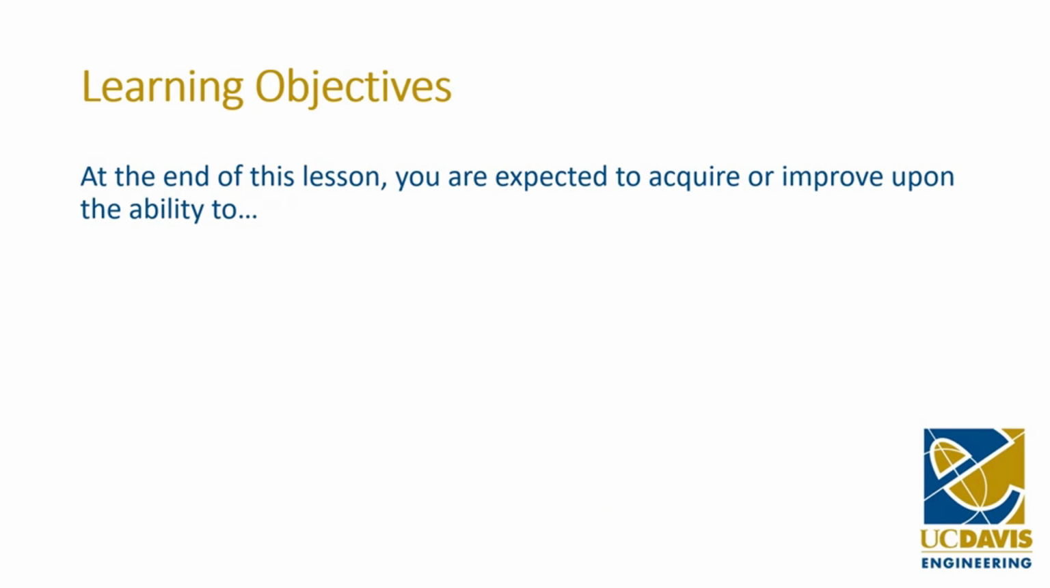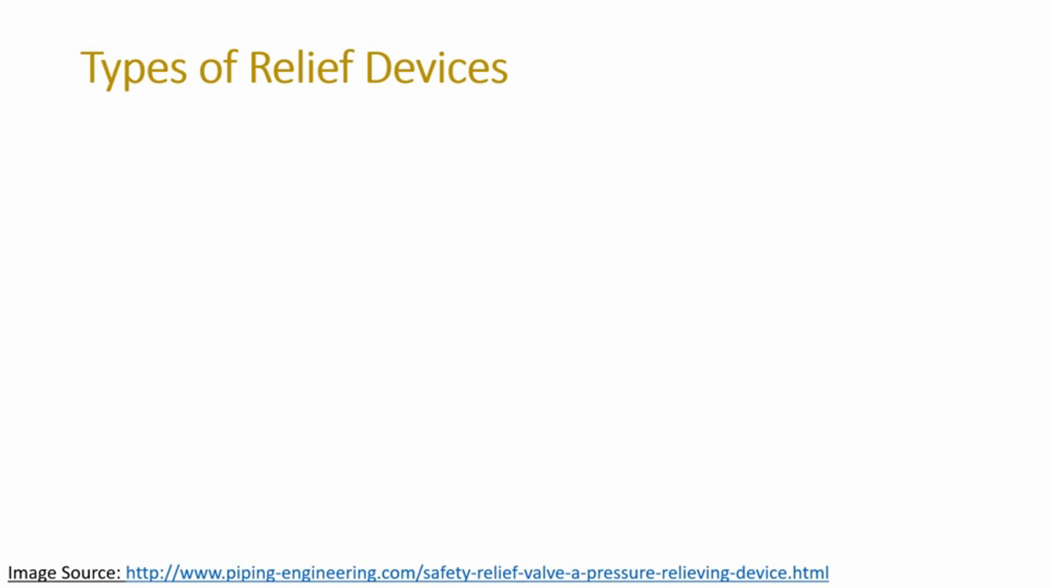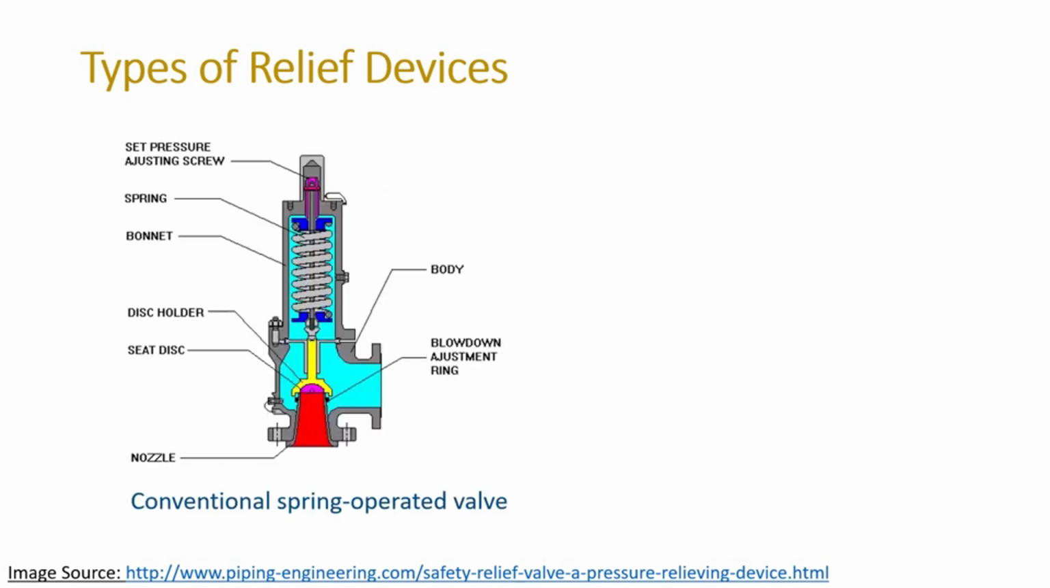At the end of this lesson, you are expected to acquire or improve upon the ability to identify and describe major classes of relief devices. The first type of relief device that we're going to look at is the conventional spring-operated valve.